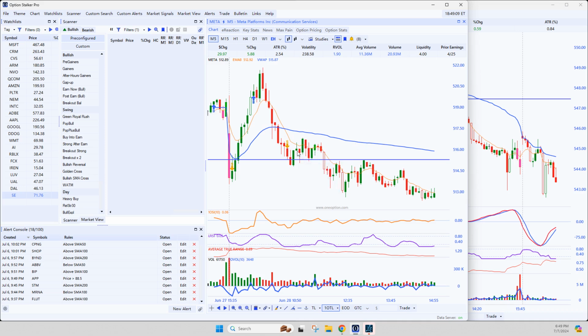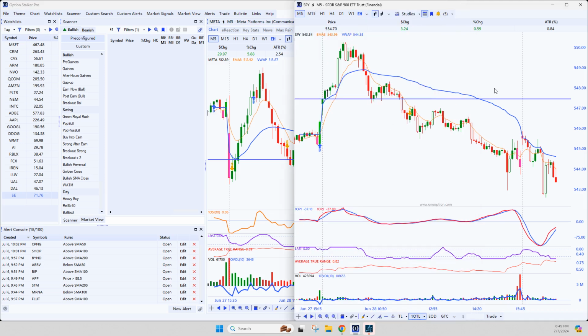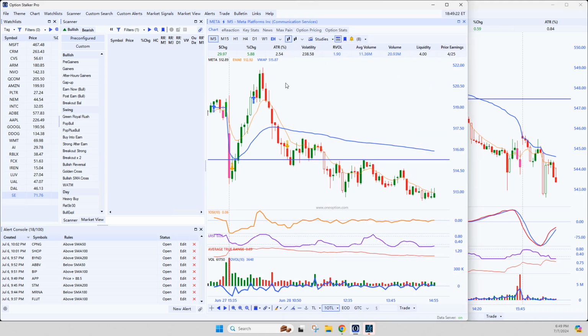Just because there's no reason to. It's not showing strength on the M5 basis. It's showing basically nothing, possibly even weakness compared to the market, or I would say about the same as the market. So it's just kind of doing nothing compared to the market, just following it.